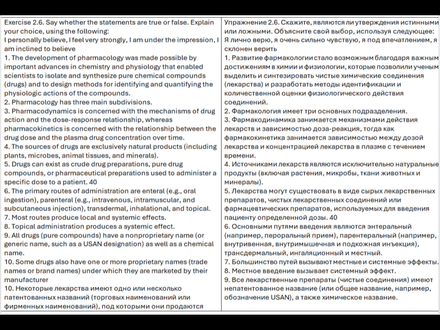7. Most routes produce local and systemic effects. 8. Topical administration produces a systemic effect. 9. All drugs, pure compounds, have a non-proprietary name, or generic name, such as a USAN designation, as well as a chemical name. 10. Some drugs also have one or more proprietary names, trade names or brand names, under which they are marketed by their manufacturer.